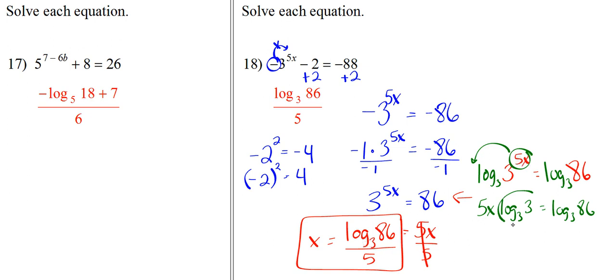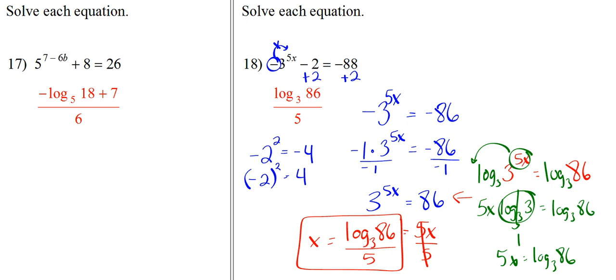And now, what is this? Log base 3 of 3, that's just 1. So it leaves me with 5x equals log base 3 of 86, just like we had before. You pick whichever method works best for you. For me, I really like the stuff in the green, because it helps me see more of what's going on algebraically. It seems like less of a magic trick maybe. But whichever one makes sense to you, go with it, pick it out, and stick with it.